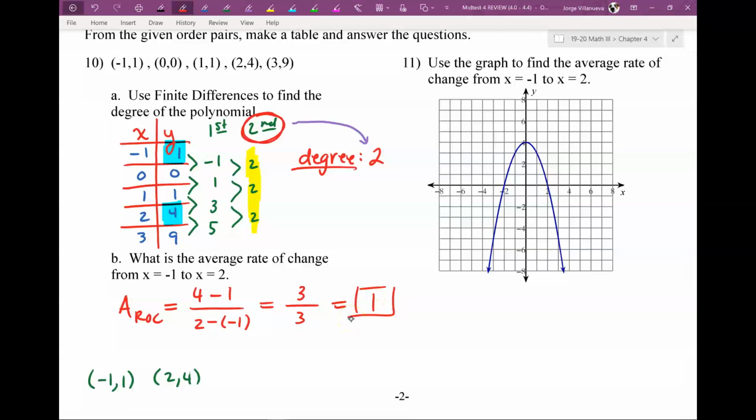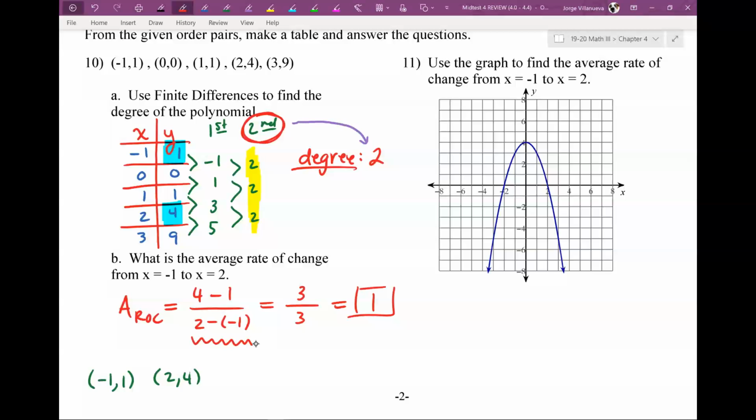So average rate of change comes out to 1. I just subtract the y values divided by subtraction of the x values. Be very careful. Right here on the bottom, you have a negative minus, so minus a negative. Make sure you notice that and you put plus instead. So when you get a 2 and a negative 1, you're going to add them. And you'll get your answer.